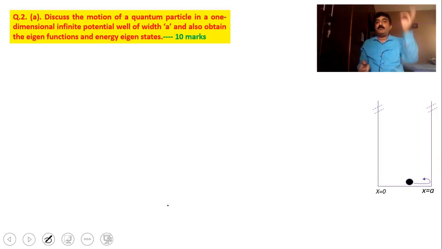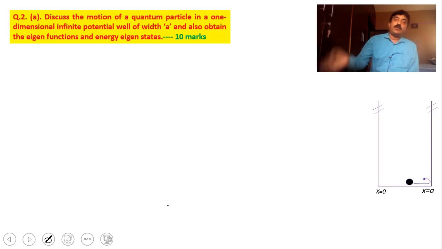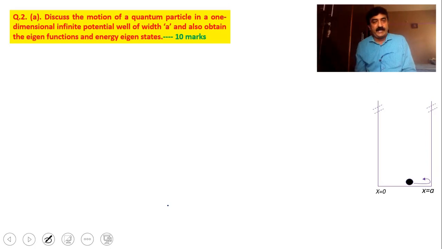It is something like this: suppose a man is inside a well, and the well is very deep. As long as that man is inside the well, his potential energy is 0. If he wants to come out of the well, he has to possess infinite potential energy. Similarly here also, the particle is inside the well. In order to come out of the well, it has to possess infinite energy.